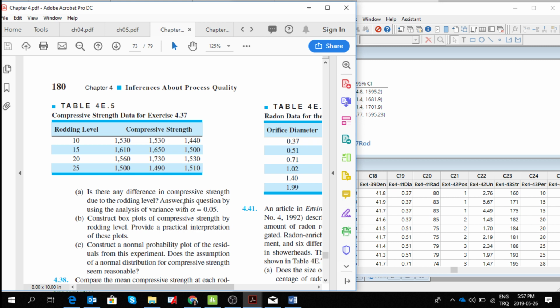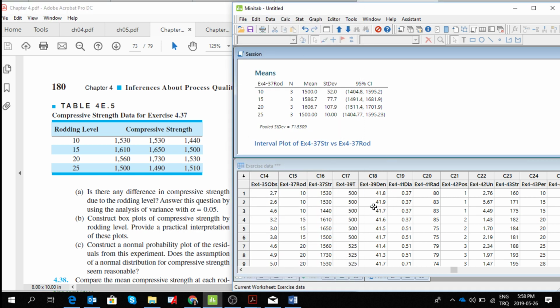First question: is there any difference in compressive strength due to the rodding level? Answer the question by using the analysis of variance with alpha 0.05. B. Construct box plots of compressive strength by rodding level. Provide practical interpretation of these plots. Part C. Construct a normal probability plot of the residuals from this experiment. Does the assumption of a normal distribution for compressive strength seem reasonable? That's it.